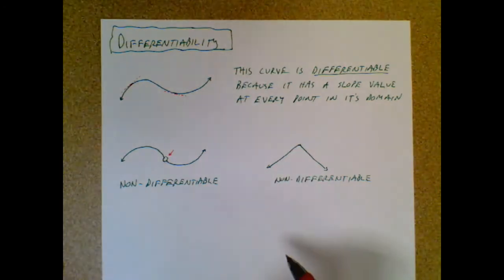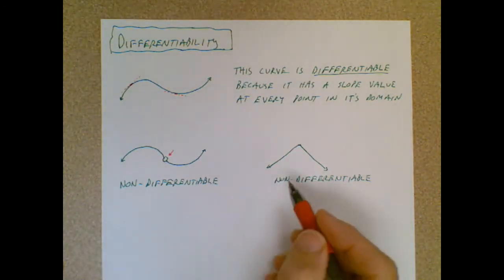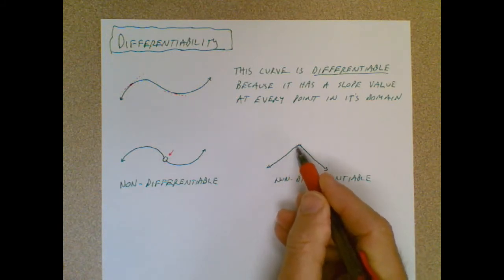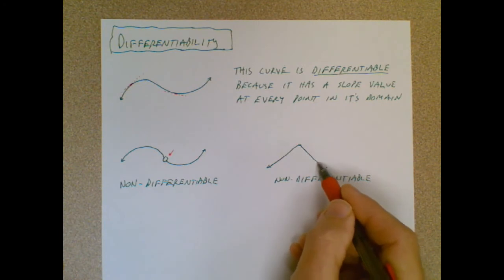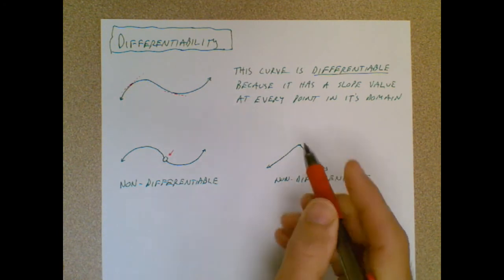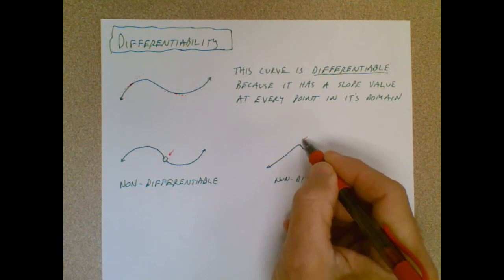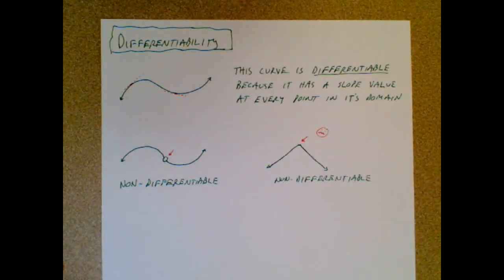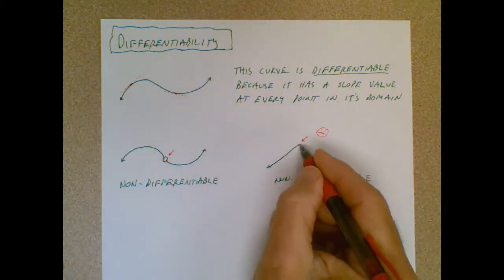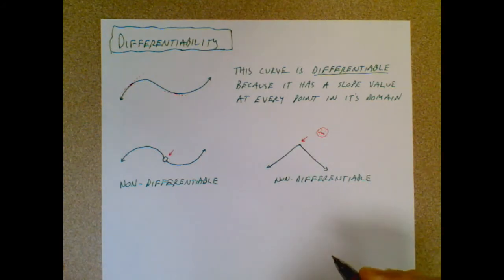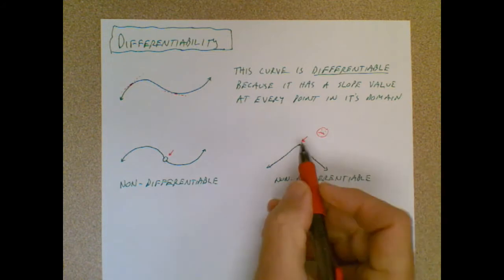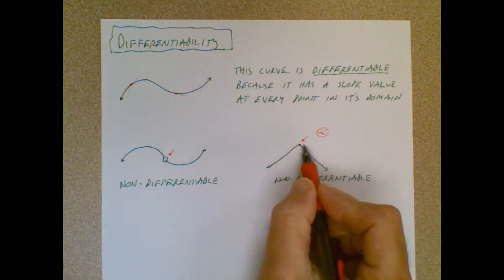Let's look at this one right here. This is non-differentiable. If I look at all of these points along here, I can find slopes, and all of these points along here, I can find slopes. But the problem is, right there, I cannot find a slope. There is not a tangent line that can be drawn to that spot that is definitively going to give me that slope. Here's why. Some people would say, well, I could draw a tangent line like that.